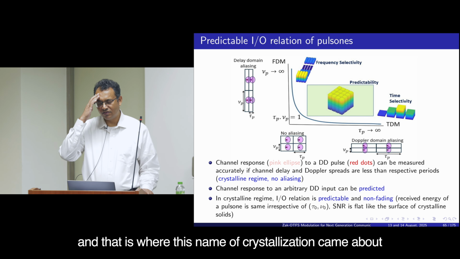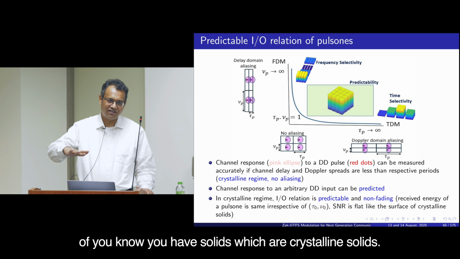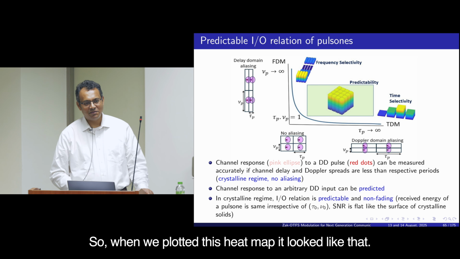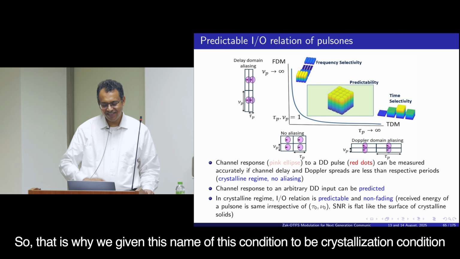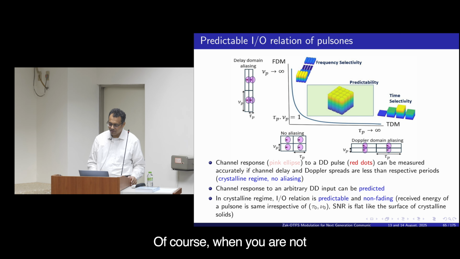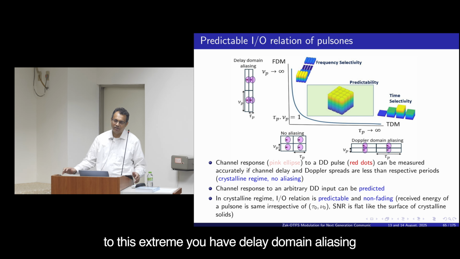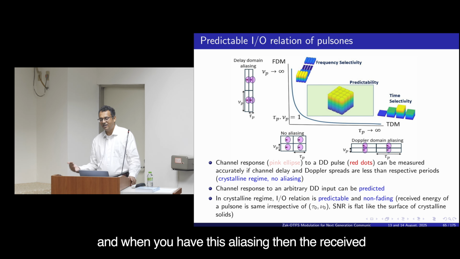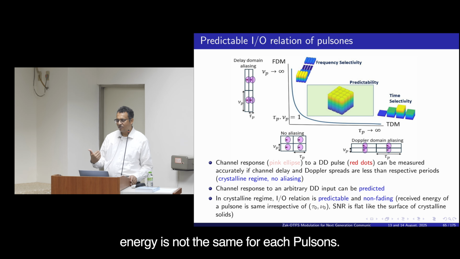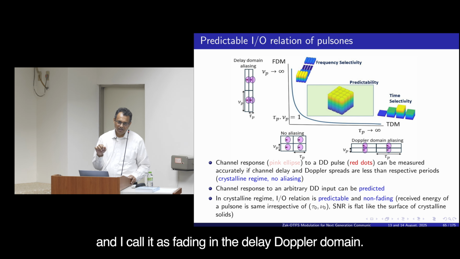And that is where this name crystallization came about, because it looks like the surface of crystalline solids. When we plotted this heat map, it looked like that. So, that is why we gave this condition the name crystallization condition. Okay. Of course, if you go to this extreme, you have Doppler domain aliasing, go to this extreme, you have delay domain aliasing. And when you have this aliasing, then the received energy is not the same for each pulson. The received energy will vary depending on which pulson you transmitted at what location. And I call it fading in the delay Doppler domain.